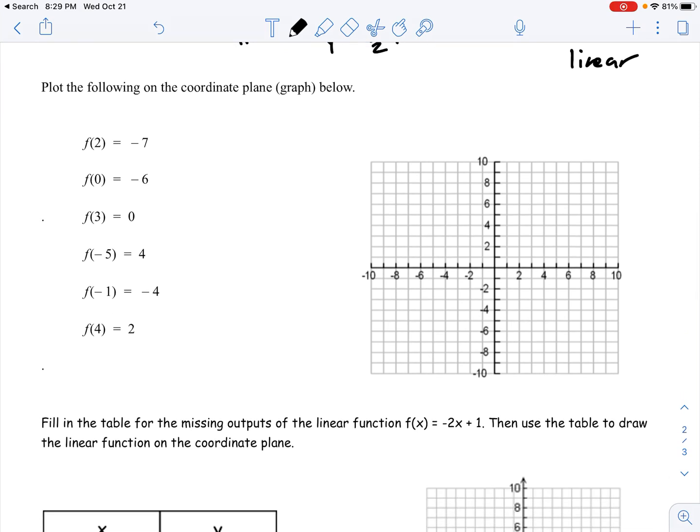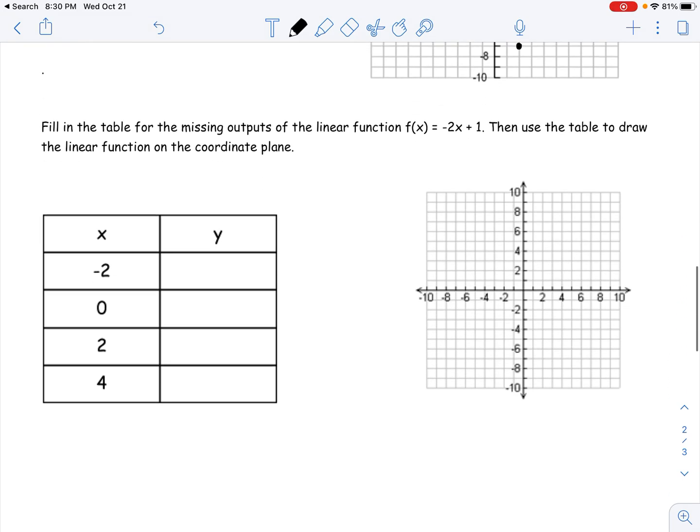On the next one, it says plot the points on the coordinate plane. So I'm going to go really quickly through this. If it looks like that, that means the point we're talking about is 2, negative 7, which is located right there. The next one is 0, negative 6, which is right there. 3, 0. Negative 5, 4. Oh, that's 3. Right there. Negative 1, negative 4. And 4, 2. That's it.